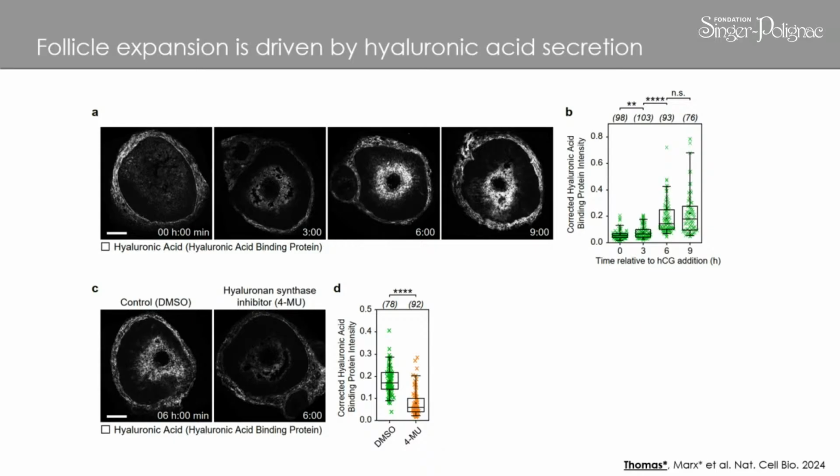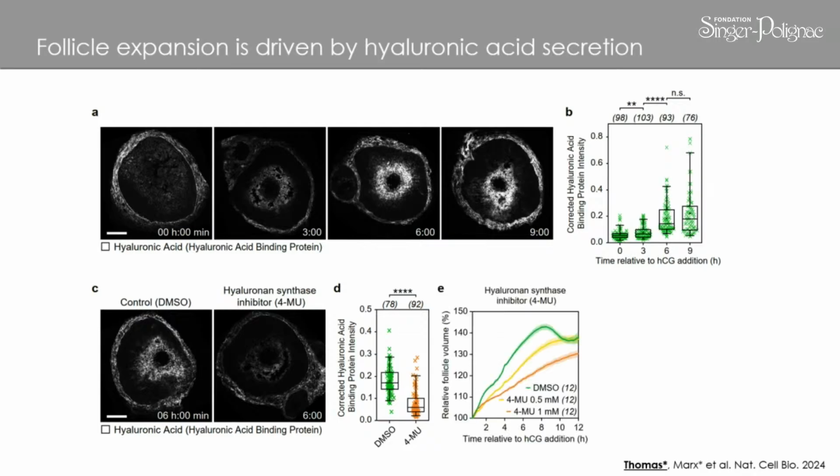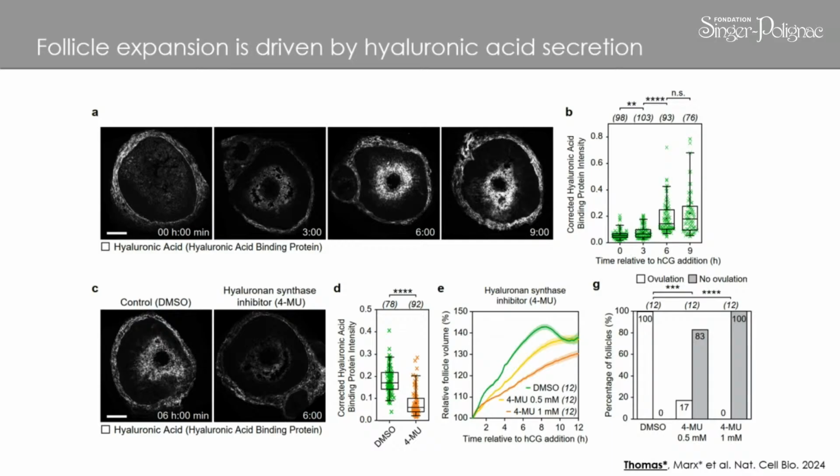We then treated follicles with a drug to block hyaluronic acid secretion. In these follicles, hyaluronic acid is significantly reduced inside the follicle, and follicle expansion is decreased in a dose-dependent manner. And furthermore, ovulation is blocked. So from this, we can conclude that hyaluronic acid secretion drives follicle expansion and is essential for ovulation.